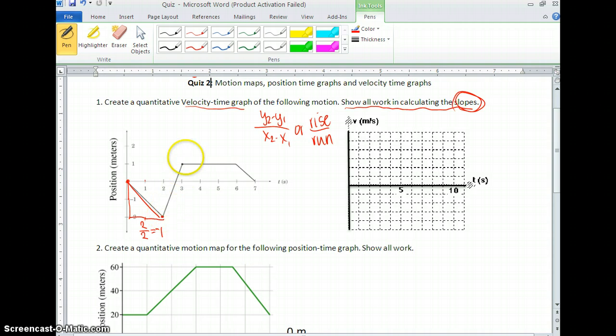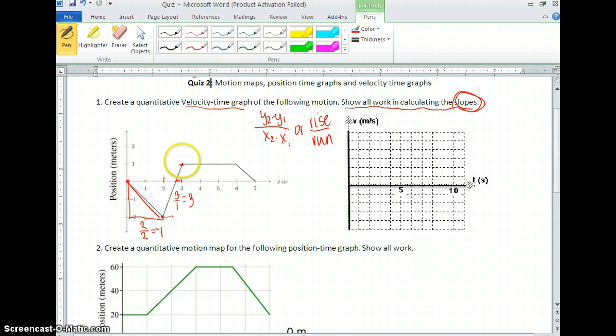For our next line, let's find the slope of it. It starts down here at a negative 2. It goes up to a negative 1, up to 0, up to 1. So how much did it rise up? It rose up 1, 2, 3. So this has a rise of 3, and it went in a 1 second interval because this dot is at 2 and this dot is at 3. So this line has a slope of 3.